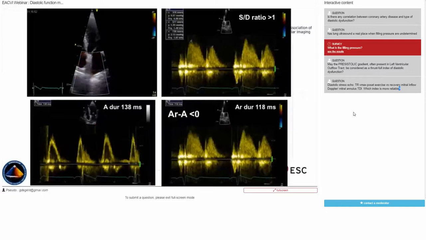What did we do in this case? Well, we have recorded the pulmonary vein flow, and here you can see the right upper pulmonary vein from the four chamber view with color Doppler. This was sampled, and you can see here the pulse wave spectrum. You see that S is larger than the D wave. The AR wave is clearly recorded, and you can measure the duration of the AR wave, 118, and you can compare it with the duration of the mitral A wave, which was 138 in this case.